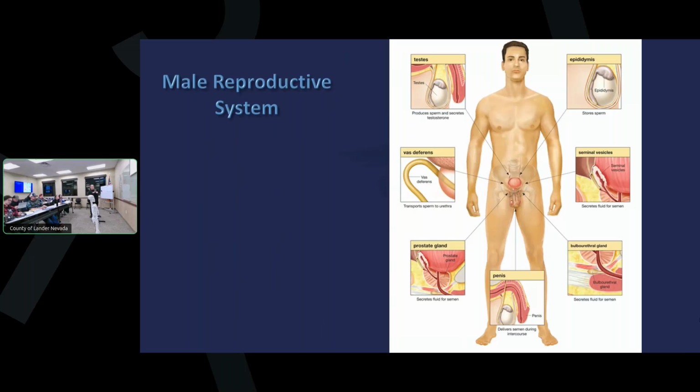And then there's seminal vesicles. This long word that I can never say, the bulbourethral gland. Obviously the penis is part of the male, and then the prostate gland. And then the epididymis, I don't know how to say that. That stores the sperm. Yeah, the epididymis. That stores the sperm.